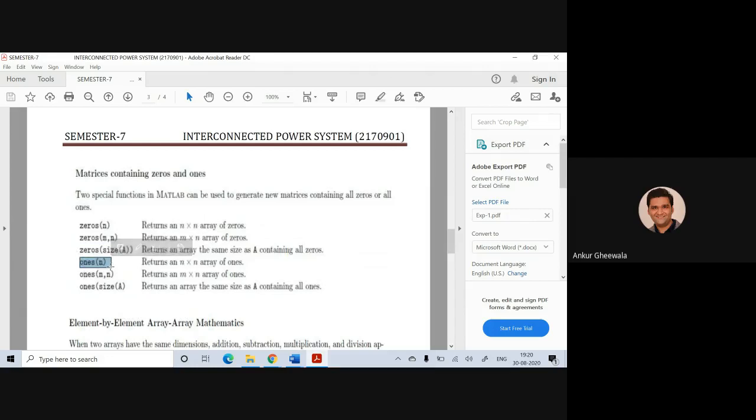Ones gives the value one, a unit vector or unit matrix. This is the square matrix, first one. This is a part of the square matrix, that is m cross n, it will give you an m cross n array. Then size will give the size of the given matrix A.